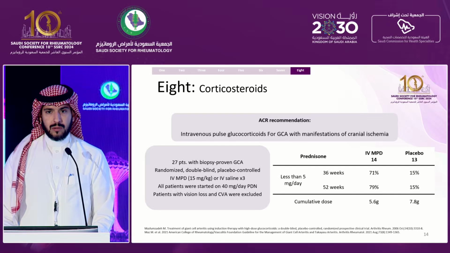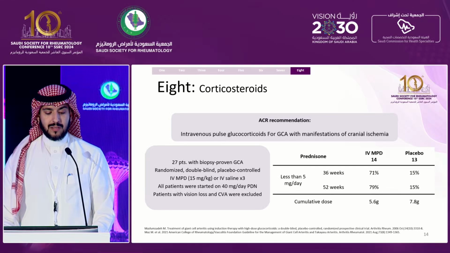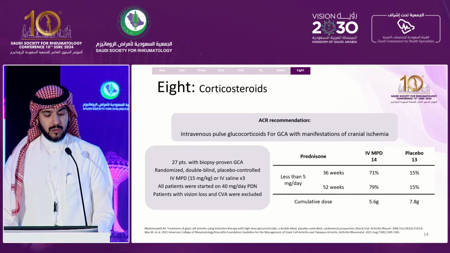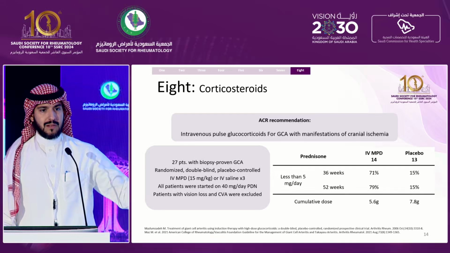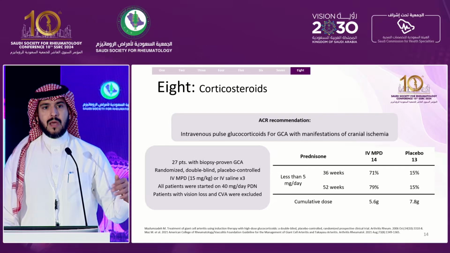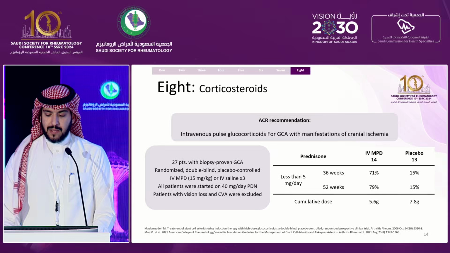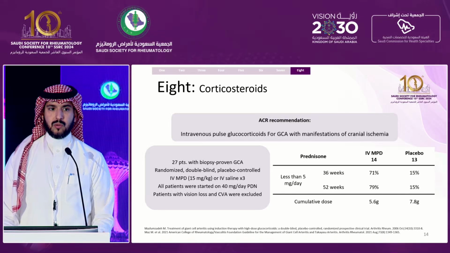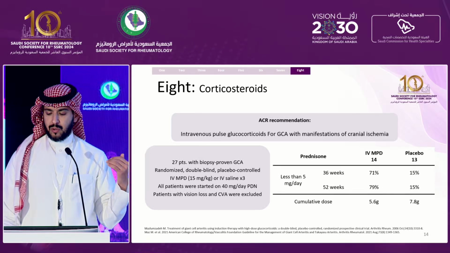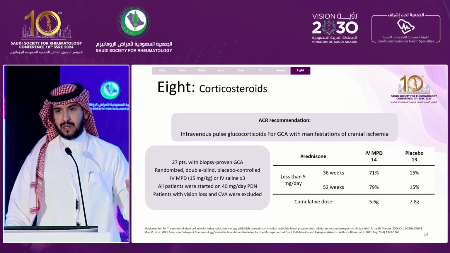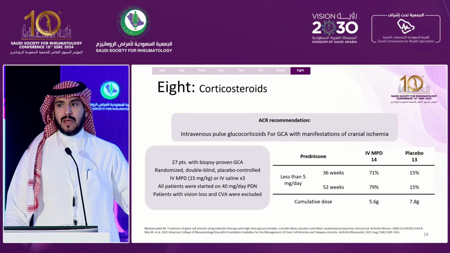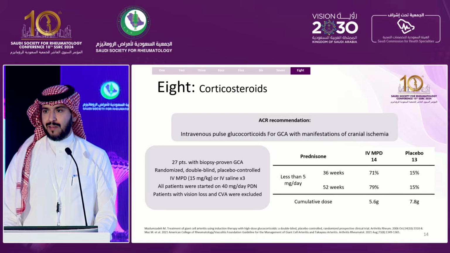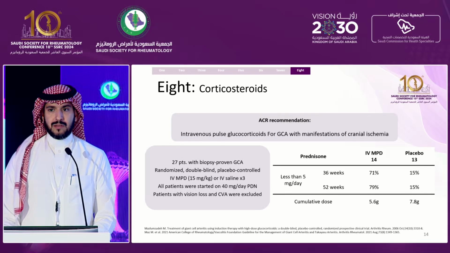In this very old study from 2006, it's interesting to see that 27 patients were randomized into 2 groups, to receive either IV methylprednisolone for 3 days or placebo, and then continued on oral steroids. The primary outcome was the number of patients at 36 and 52 weeks who achieved a prednisone dose of less than 5 milligrams. It is very clear that if the patient receives IV steroids at the beginning, it will help the patient taper prednisone to below 5 milligrams at 36 and 52 weeks.